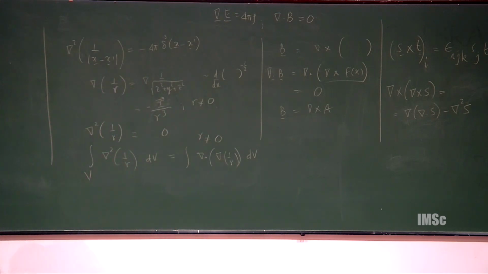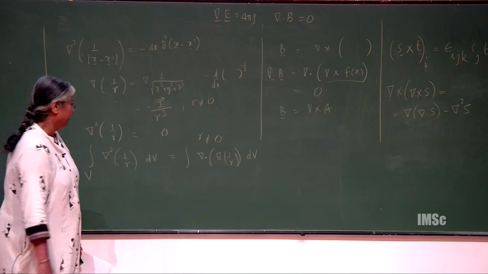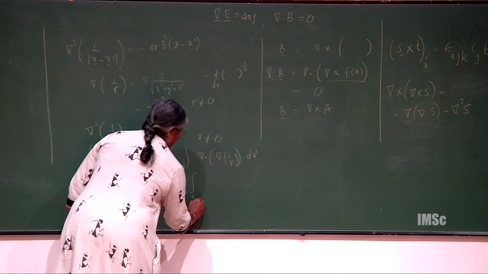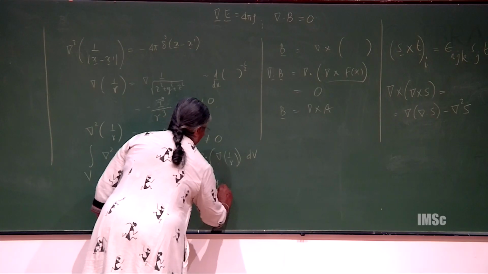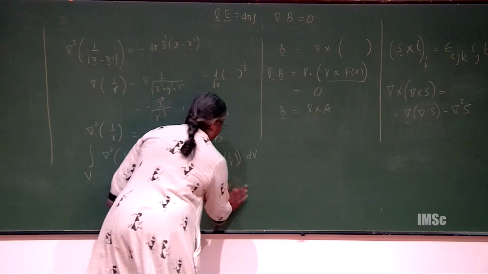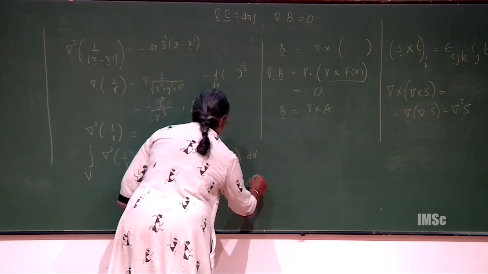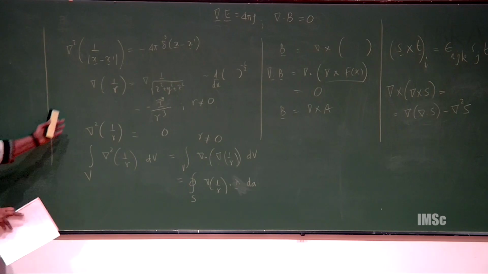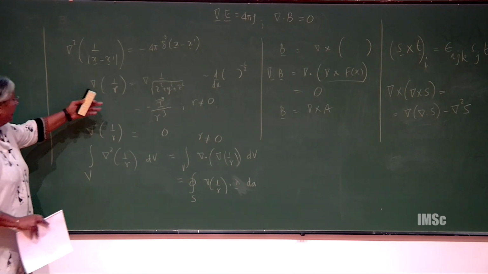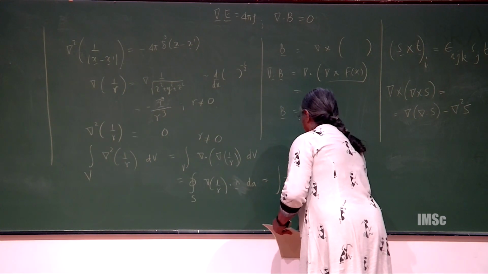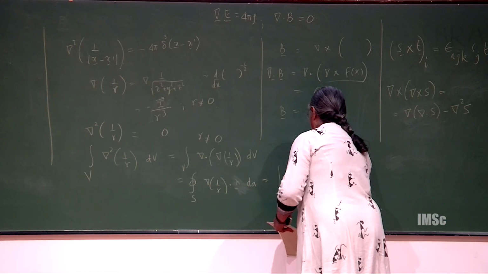Now I have rubbed it out, but you know that the integral over a volume of del dot f can be written as the integral of f dot n dA, right? So this will be the integral over the surface of del of 1 by r dot n dA. I have been using dot n dA. But what is del of 1 by r? Here it is minus r by r cubed, right? That is equal to minus r by r cubed dot n dA.